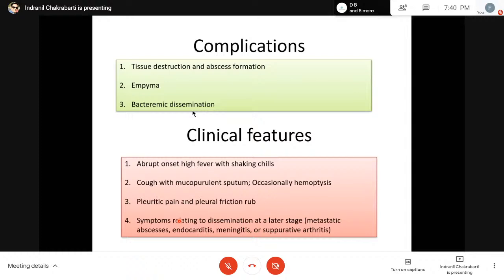So the clinical features usually depend upon the stage at which the patient is presenting. So they usually present with abrupt onset, high fever with shaking chills, cough with mucopurulent sputum, and occasionally hemoptysis may be there. If the pleura is affected, there can be pleuritic pain and pleural friction rub. And there are symptoms relating to dissemination at a later stage, like metastatic abscesses, endocarditis, meningitis, or suppurative arthritis.